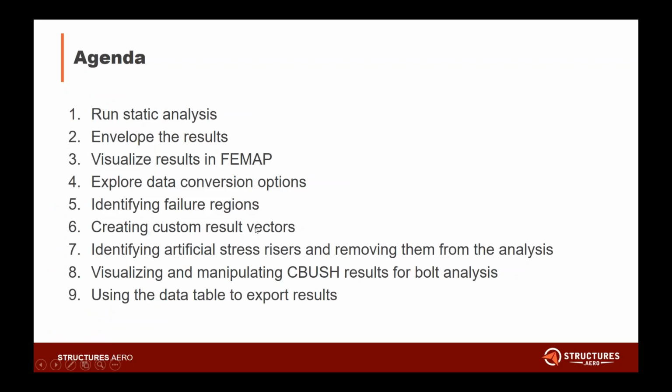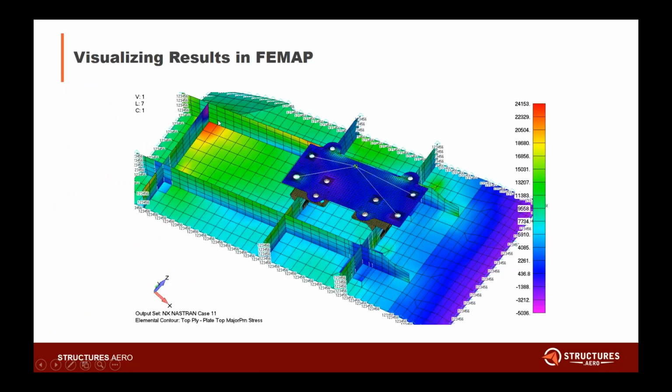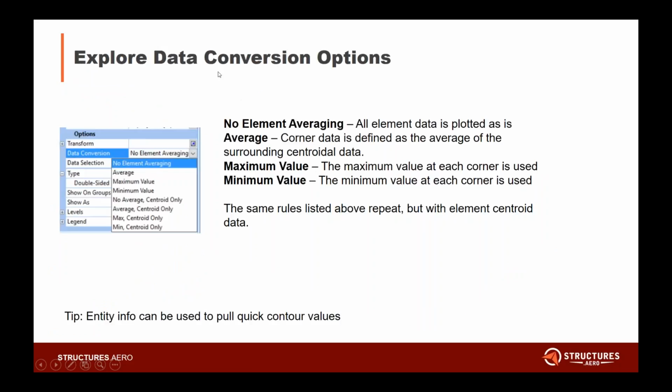I'm just going to run through and give us an overview of what we did. So we enveloped the results, and then we learned a few things on how to visualize them in FEMAP. We learned about the data conversion. We identified some failure regions. We created a custom output vector, which I'm going to show you right now how to find more information. And actually a lot of good information can be found in this location.